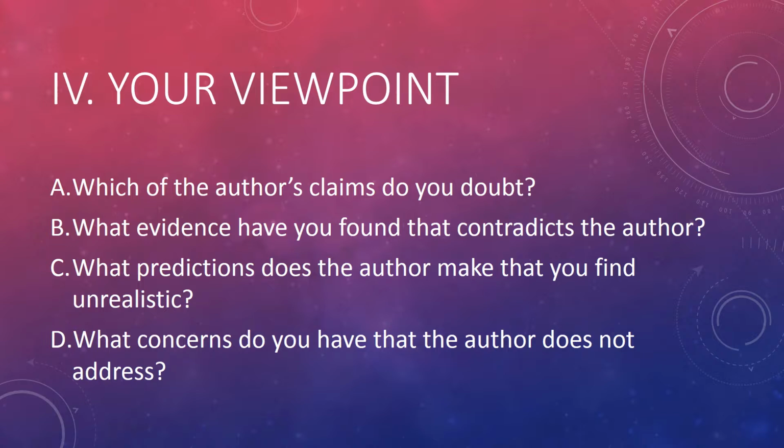Finally, after you've done all of those other things, you finally get to indicate what you disagree with the author about. Explain which of their particular claims you doubt. Include the evidence you found that may contradict the evidence the author provided. Point out where you find their predictions to be unrealistic. Explain what concerns you have that perhaps the author has not considered.